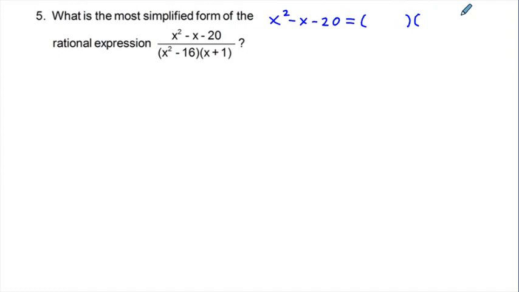into, we have x and x, and we have minus 20, so that's going to be a plus times a minus. And then it looks like we have minus x, so that's going to be 4 and 5. So it's going to be minus 5 and x plus 4. If we multiply these back together again, we see that we have x squared minus x minus 20. And now for the denominator, that x plus 1, we probably can't do anything with that.